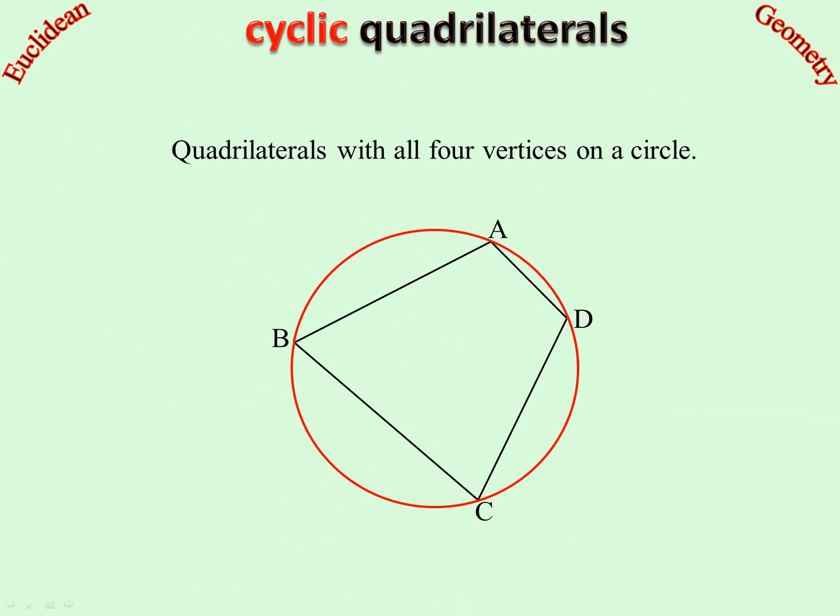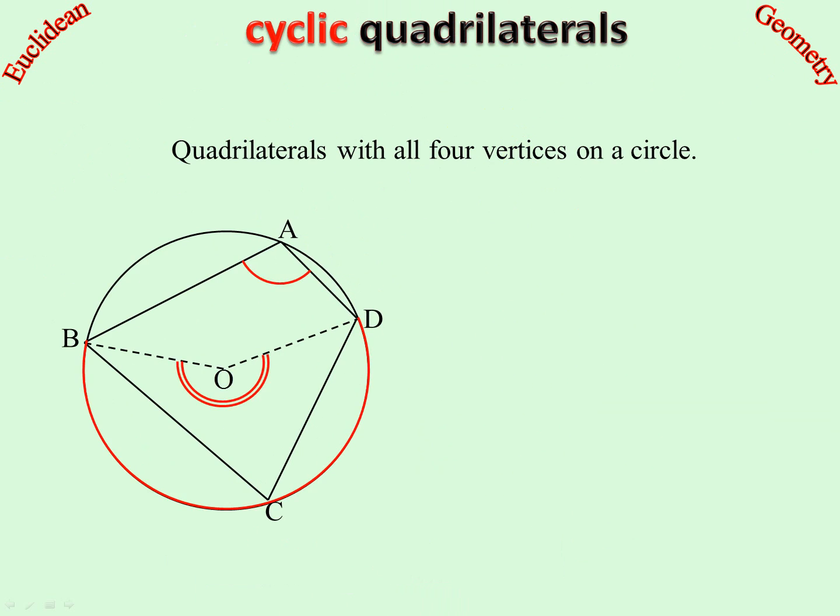That is what is known as a cyclic quadrilateral. It's a quadrilateral with all four corners, which we usually call vertices, on a circle. Let's look at a property of the cyclic quadrilateral. If we join to the center of the circle, then that angle is twice that by angle at center.